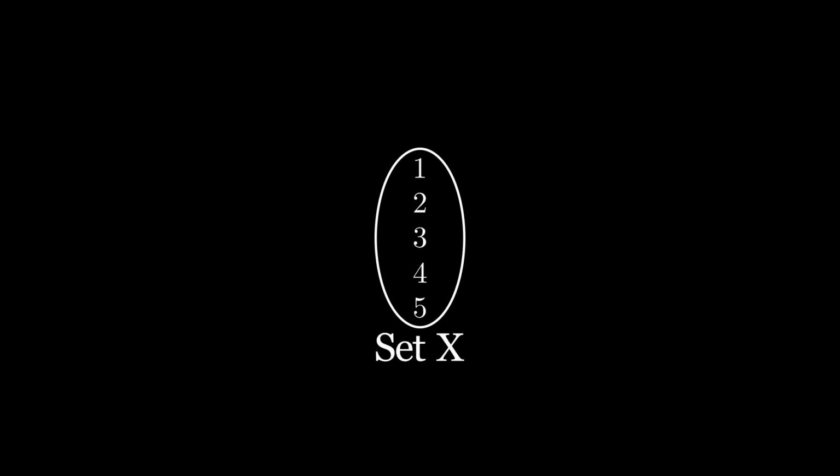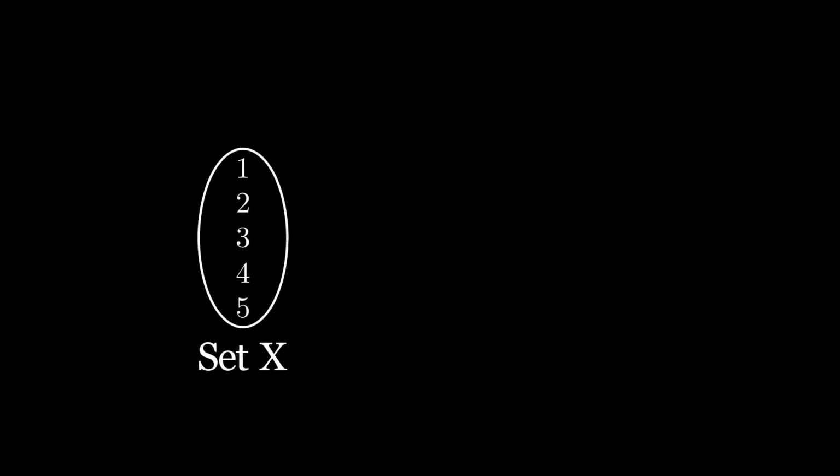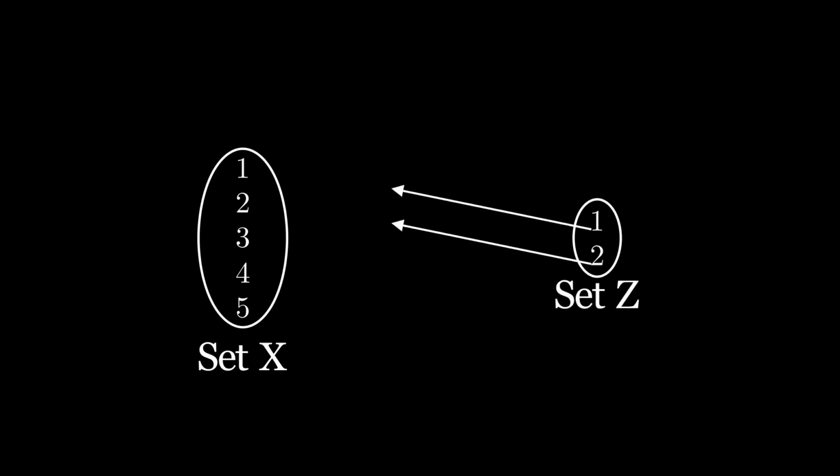Let's start from the basics. A set is a collection of objects, and it could be anything: the collection of all natural numbers, the names of all items in a warehouse, and so on. For now, let's look at the set X containing numbers from 1 to 5. Now, let's say that we have a set Z with the numbers 1 and 2. As we can see, for each element in Z, that is the same element in X. So, we can say that Z is a subset of X, and conversely, X is a superset of Z.